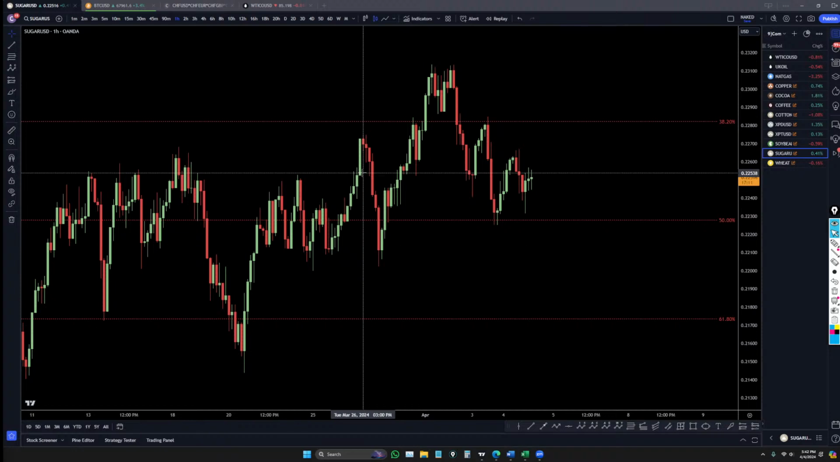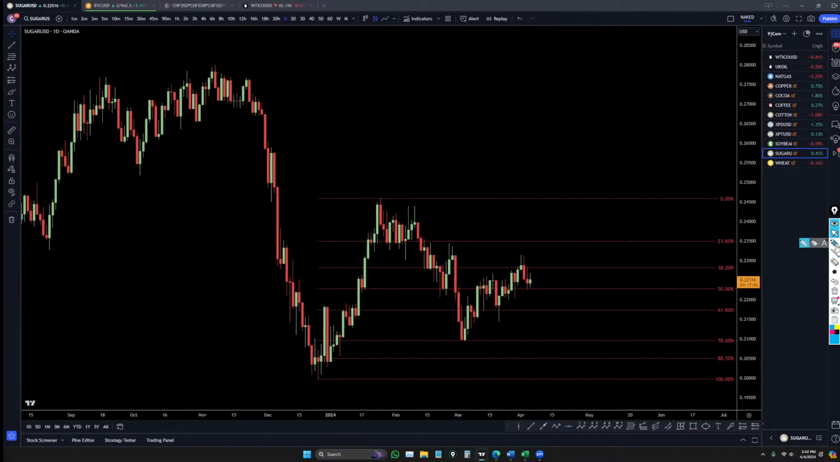No problem. Hopefully it does. Hopefully we get that big wave C that we've been talking about, which I feel like is the most likely scenario for this. So I'm definitely still bullish, definitely still looking for longs on that.